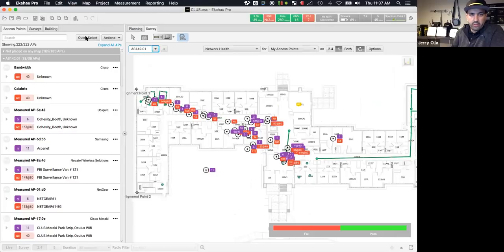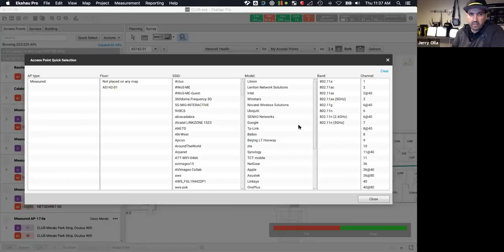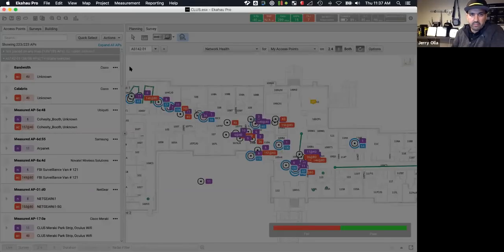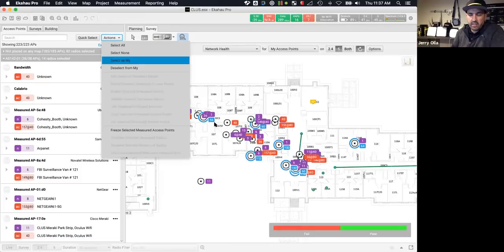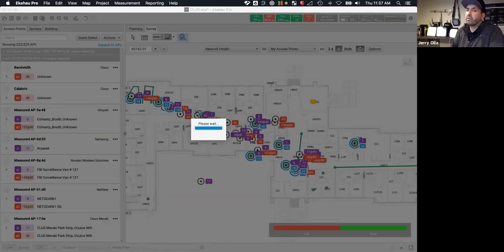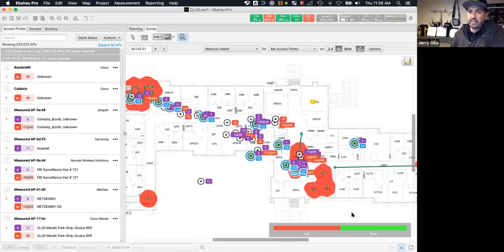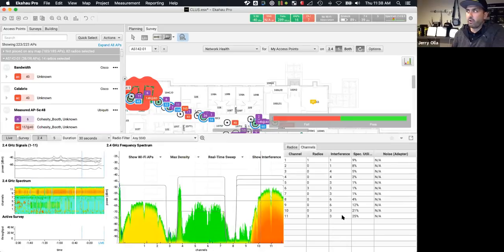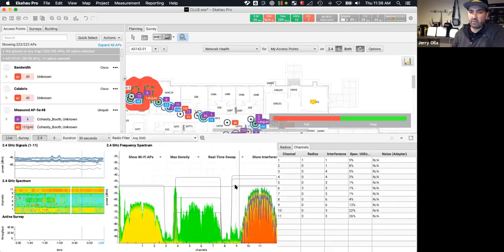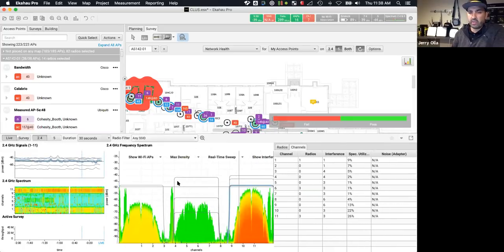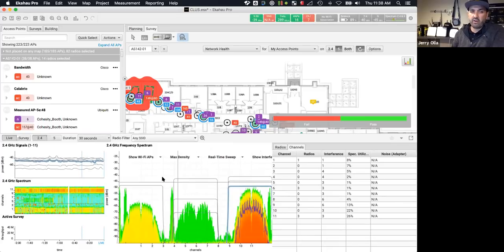So what I'm going to do is a quick select on the CLUS APs here and mark those as mine. And then let's take a look at the RTFM view here. We'll look at the real-time frequency monitor and see how these radios were configured. This is in the World of Solutions. So, a super dense area of APs, not just from Cisco's own event APs, but also all the other vendors that were there with their booths demoing things, and lots of RF in the air, right?